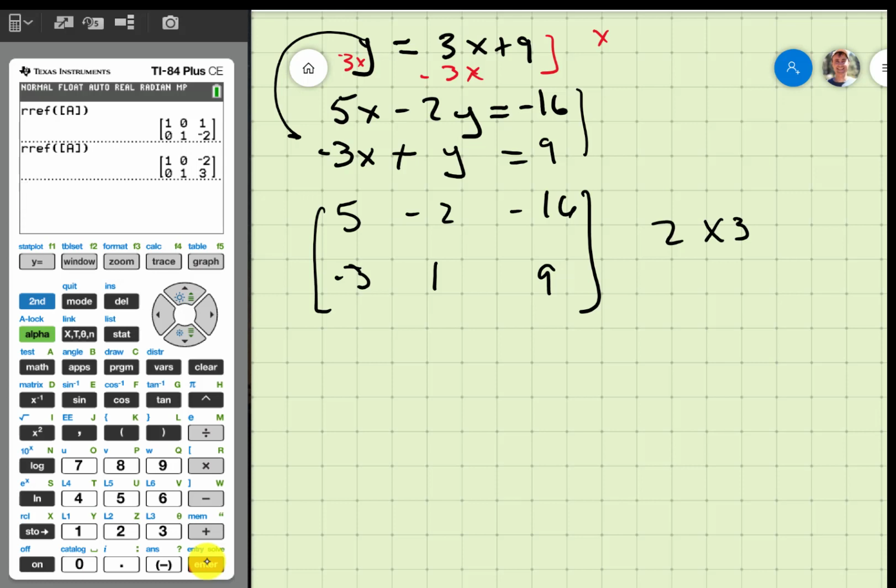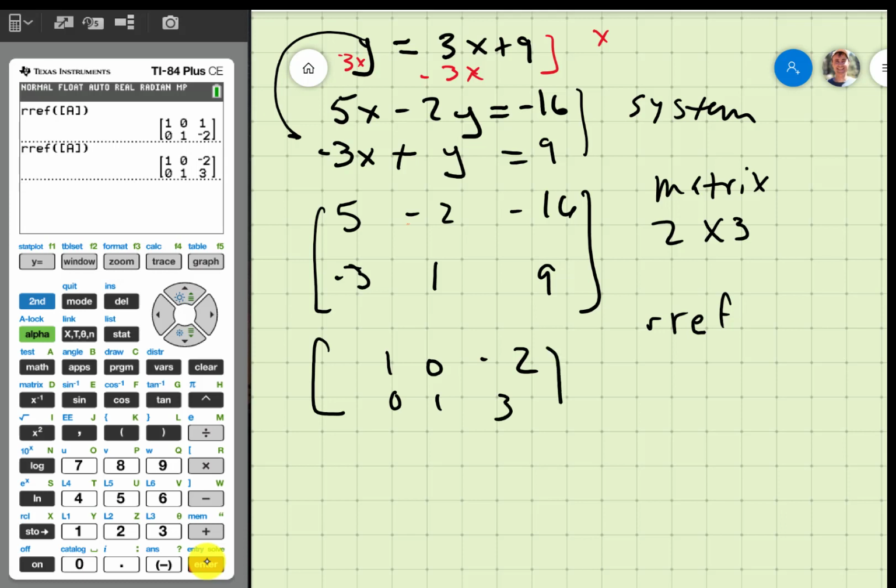Now, on tests, paperwork, I want you to always write the system. I want you to write the matrix. I want you to write the ref matrix, which in this case, so this is what showing your work looks like. And then lastly, explain the solution.